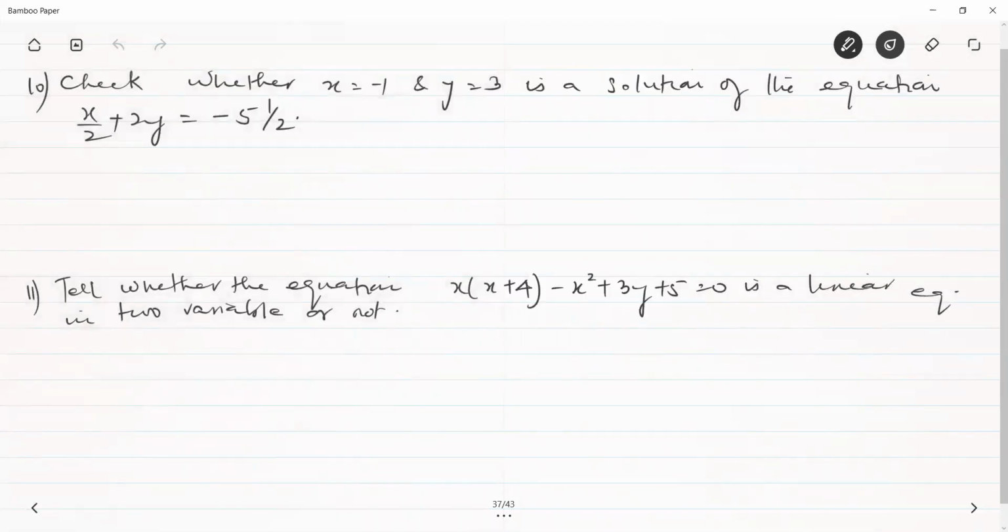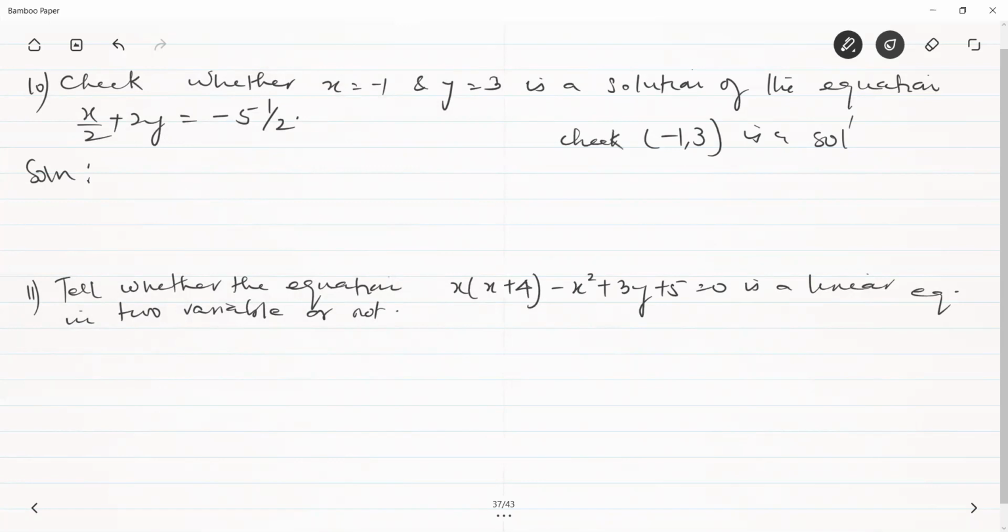Okay. Check whether x is equal to minus 1 and y is equal to 3 is a solution of the equation. Now how do you check if these are the solutions? How do you find that this is a solution of this equation? Just substitute the value and see if you are getting RHS as minus 1 by 2. If you get minus 1 by 2, then you can say minus 1 and 3 is a solution. Check.